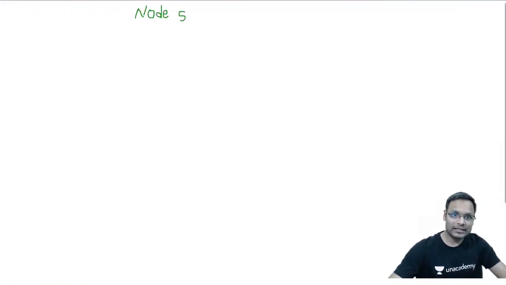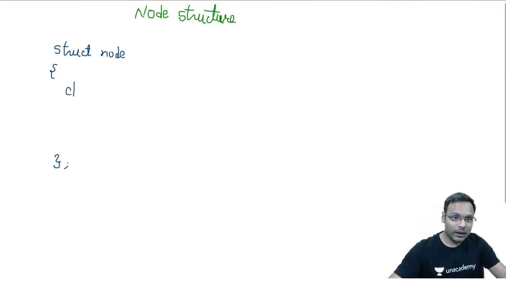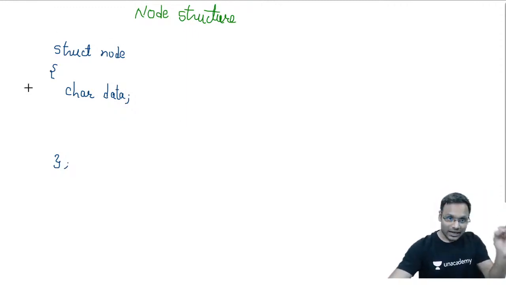The node structure is defined this way. If you are creating a node, you will have to create a structure in C language for that particular node: struct node. In this node we have two members. What are the two members? Let's say the data part of character type. So the first part is character type data. The name of this part can be different for different implementations. If any question on linked lists comes, they will always provide this kind of node structure to you, so that you can understand the names of the parts.